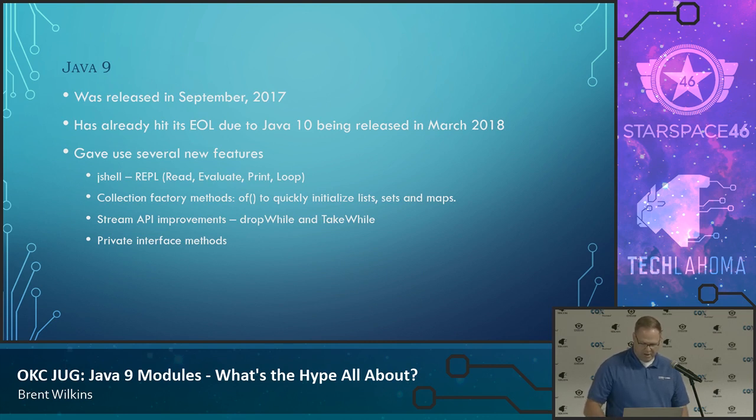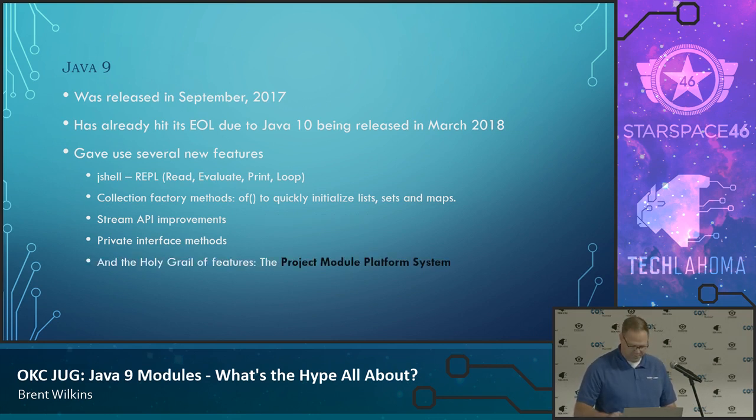They also added private interface methods. With Java 8, they introduced default methods in interfaces. And in Java 9, you can now have private interface methods. So those default methods, which are callable, can call other private methods within the interface, so you don't have to have the concrete class. So again, another talk to explain that in further detail.